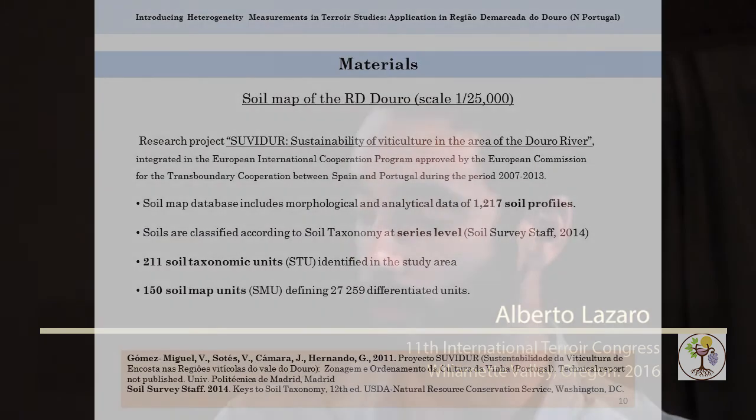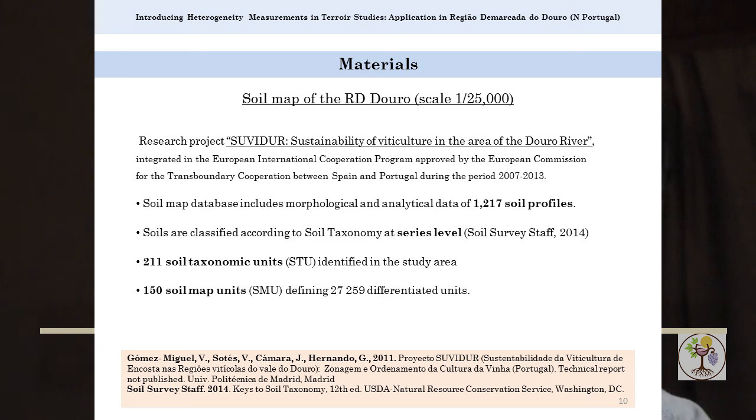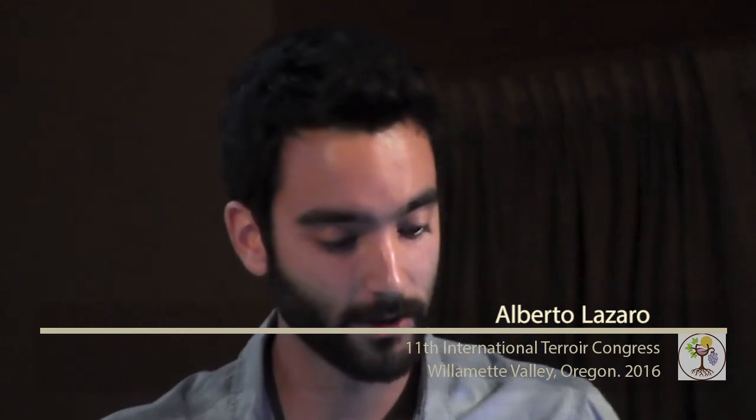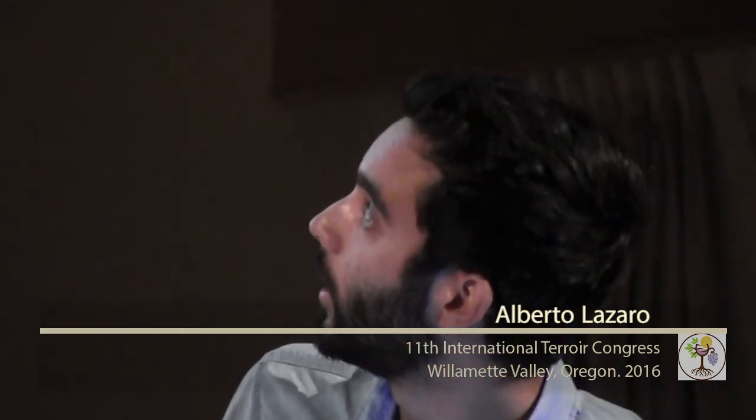So to carry out all this work, we use two main materials: the soil map of the Douro region. And this map was elaborated by the team led by Professor Gomez Miguel under the Subidur project, which stands for Sustainability of Viticulture in the Area of Douro River. Some numbers to sum up on this map.